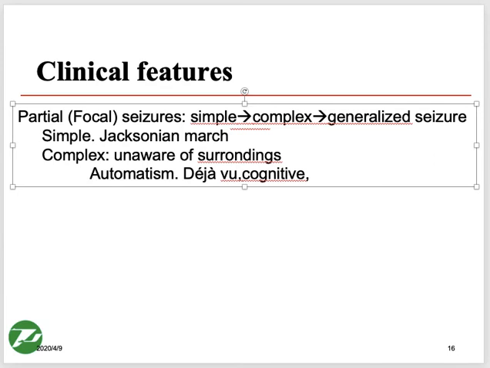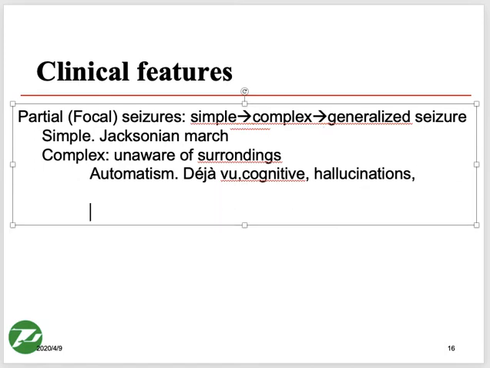And complex seizures are a very different type of seizure. Many of the patients have hallucinations. Many of the people may have hallucinations of smell, taste, vision, any type of hallucination can be there. So this is how complex seizure patients present.